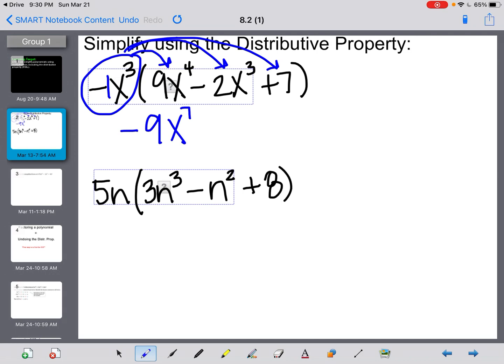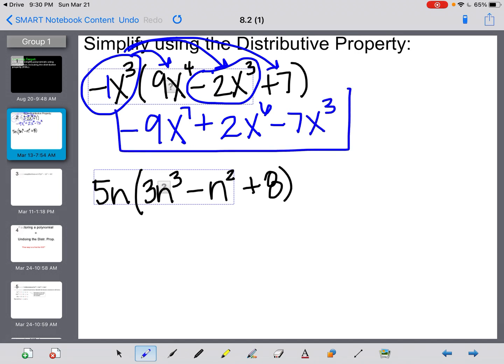Next, we have -1x to the third times a -2x to the third. Negative times negative gives us a positive 2x, and 3 plus 3 is 6. Okay, and then the last one is -1x to the third times 7, which is a -7x to the third. And that is what they're looking for.